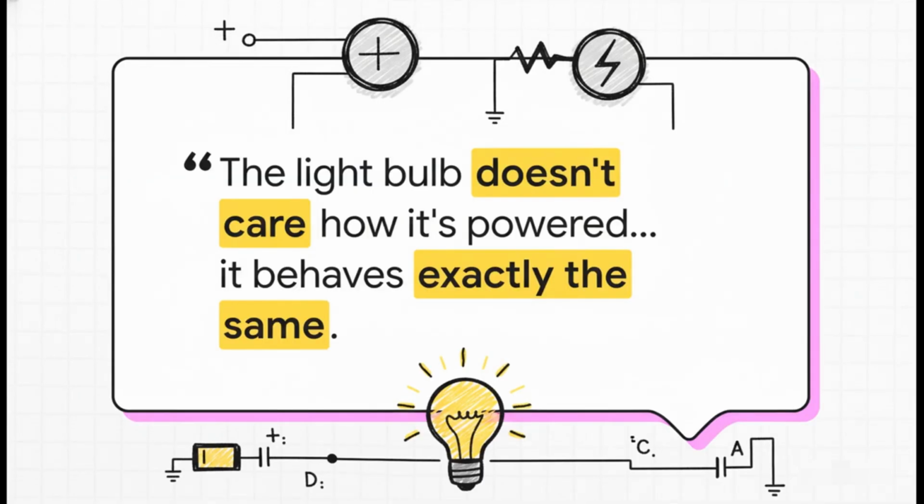At the end of the day, the idea is really intuitive. Think about it like this. A light bulb doesn't know or care how it's being powered. As long as it gets the voltage and current it needs, it's going to light up exactly the same. From the bulb's perspective, the original source and the transformed source are completely indistinguishable. That's the whole idea of equivalence.